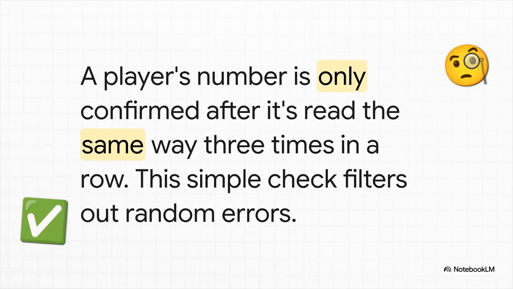But hey, even 93% isn't perfect. So to make the system even more reliable, they added one final, super simple rule. The AI doesn't just trust the first number it sees. A player's ID is only locked in after the model reads the exact same number on that same jersey 3 times in a row. This little check filters out so many of the random mistakes.